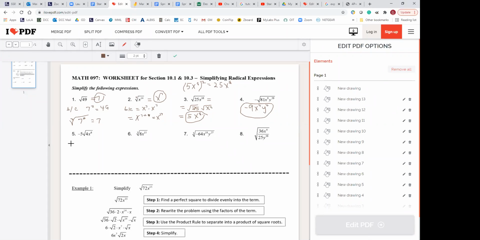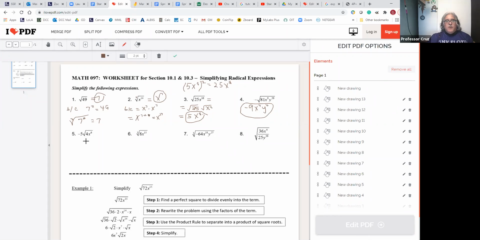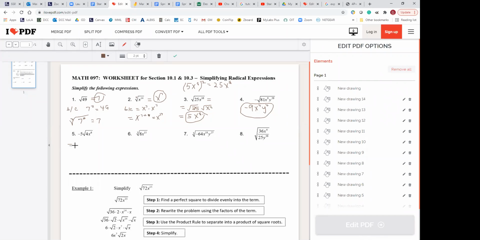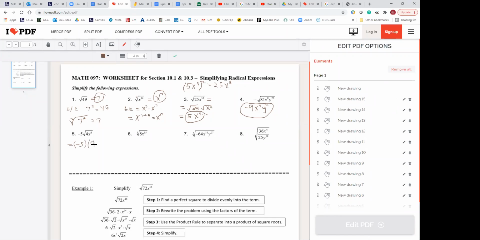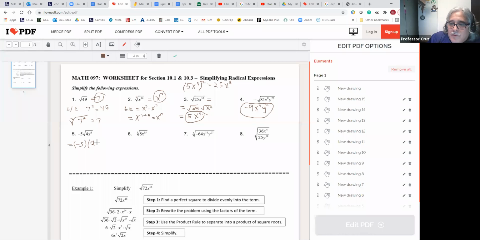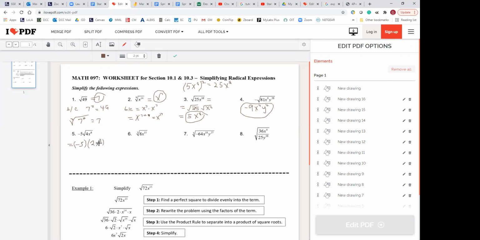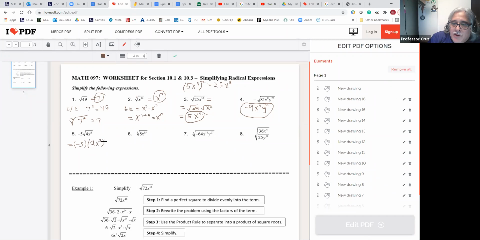So what are we doing? We're multiplying by the square of 4? By the square root of 4. So that would be 5, negative 5 times 2. Yeah, let's kind of put the negative 5 like this. And the square root of 4 is 2, right? Yeah. And then the x square root is x cubed, right? Because the 2 goes into 6 3 times.